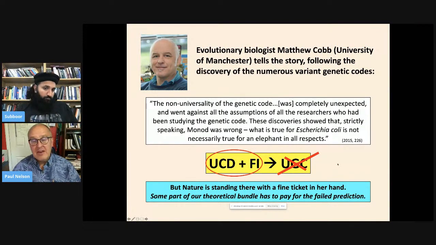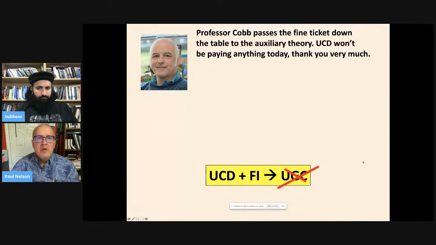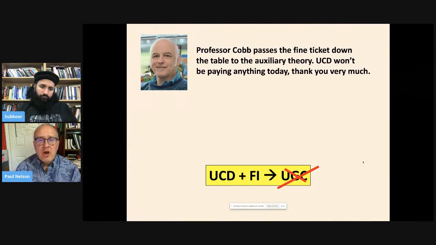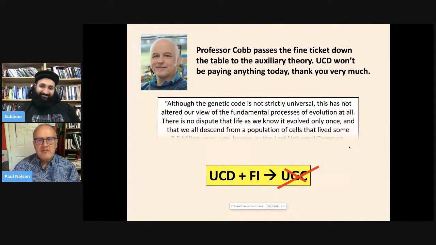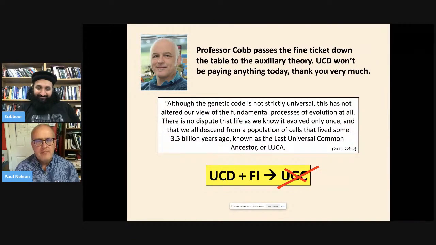And nature is standing there somewhat impatiently with her arms crossed. Someone's got to pay the fine. Okay. Cobb says, well, you know, universal common descent won't be paying anything today. Thank you very much. And he passes the ticket down the table to the auxiliary theory. And this is how he puts it.